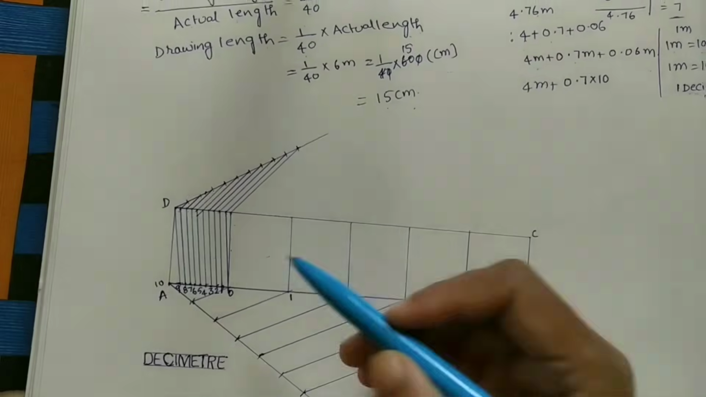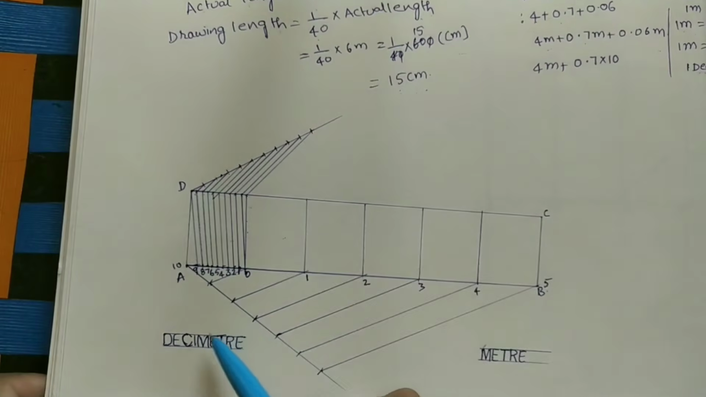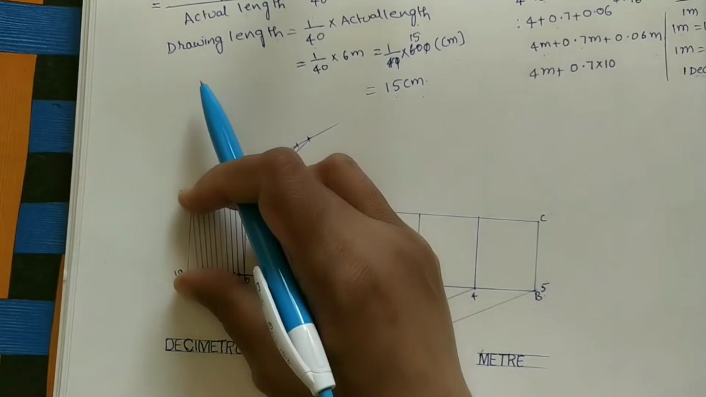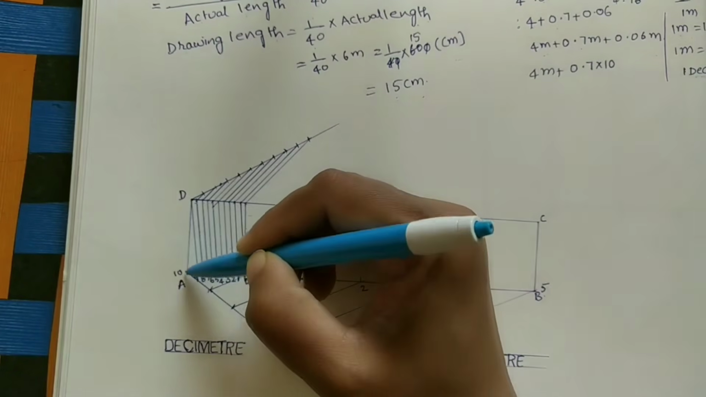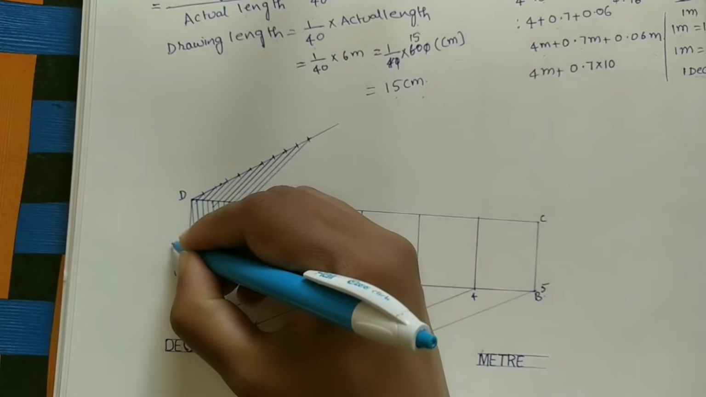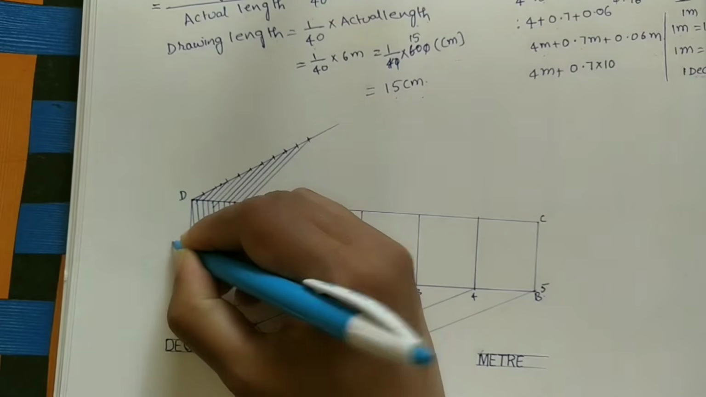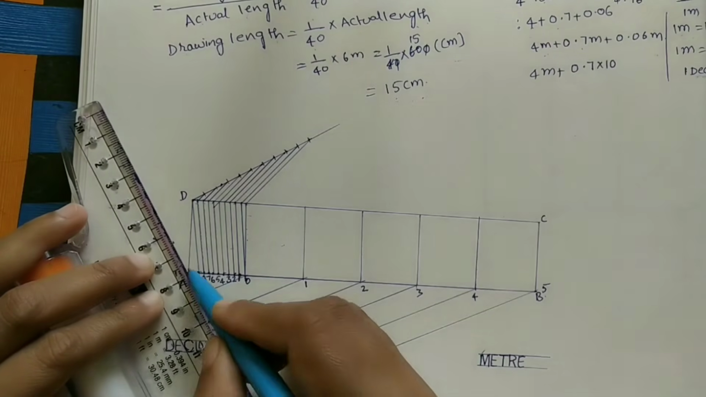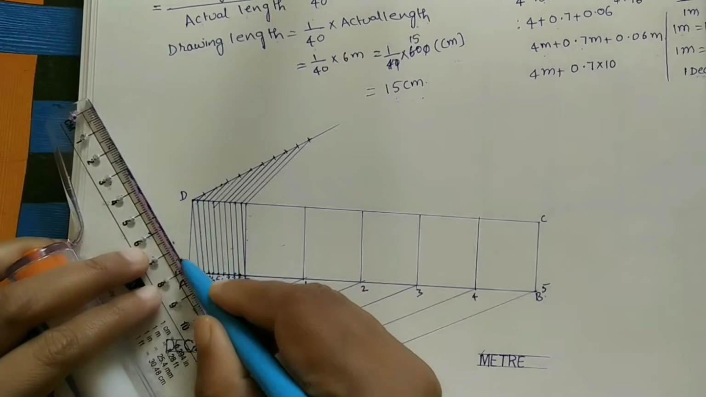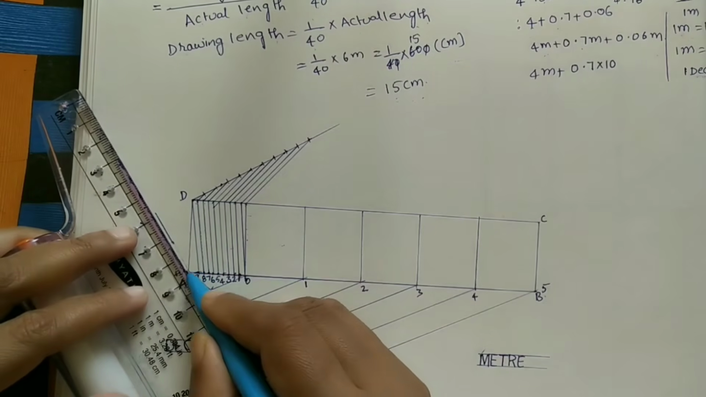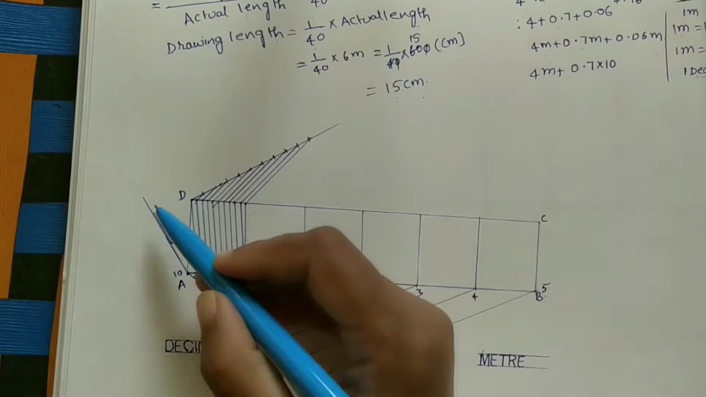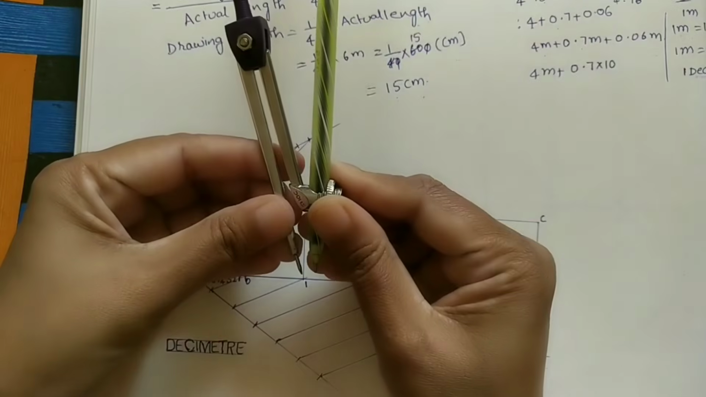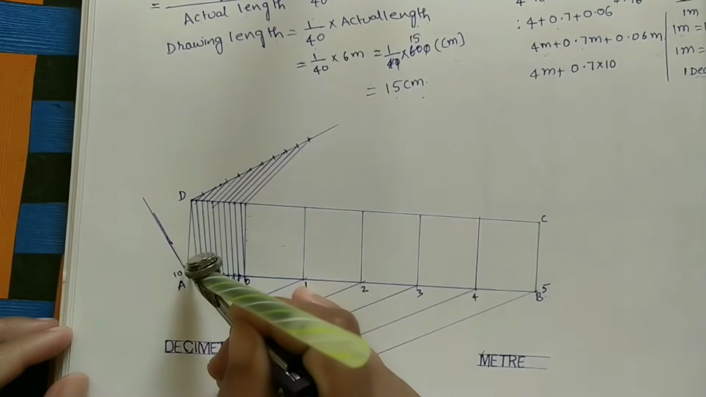So divide this decimeter box. Whatever units are there, that box we can call. So divide it into 10 parts. How to divide this AD length into 10 parts? Take one angle line. That angle should be less than 90. Just do one point here, do one line here. Divide this line into 10 equal divisions by using compass. Take a small radius. Okay, so here divide into 10 parts.